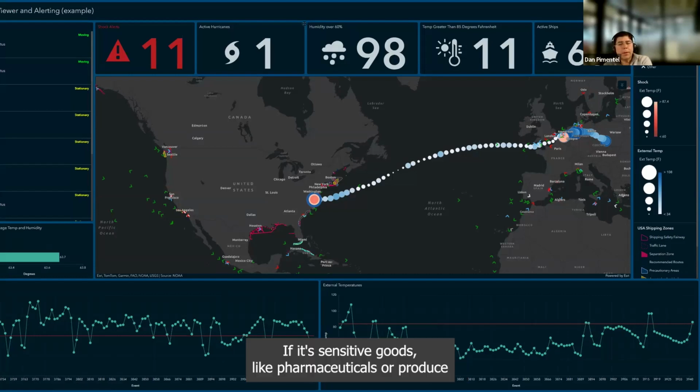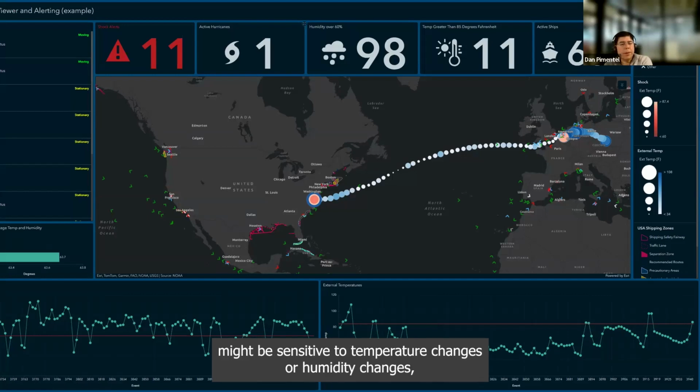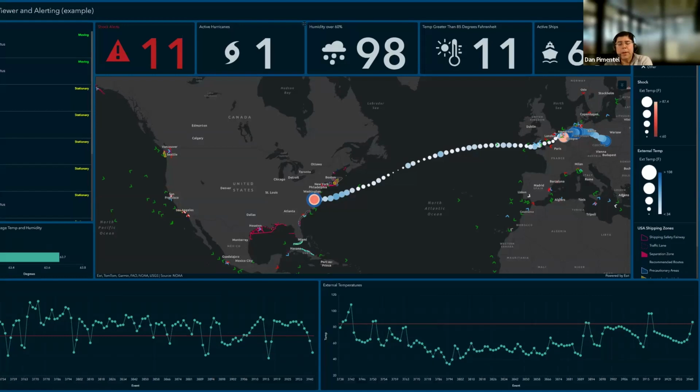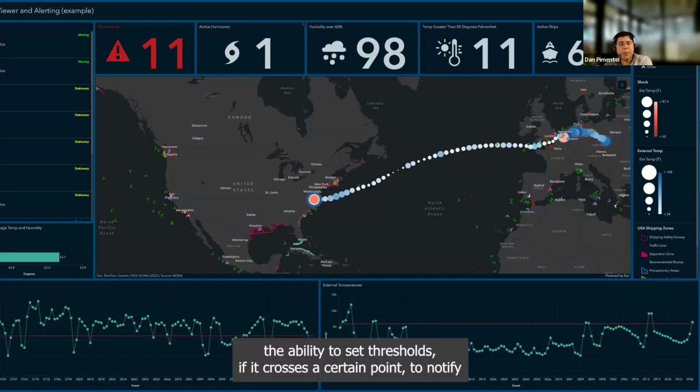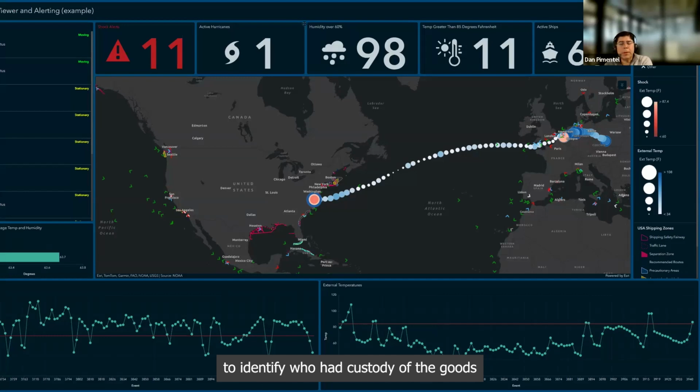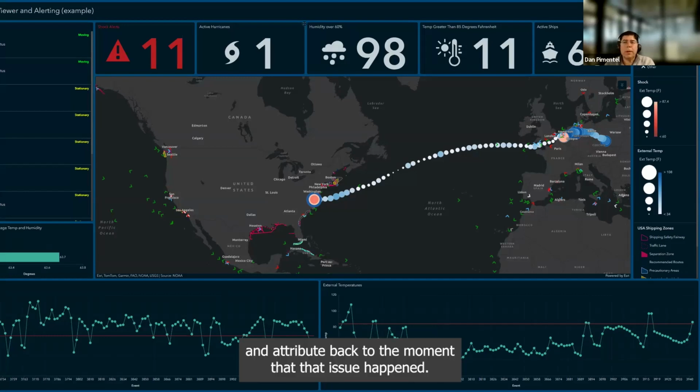If it's sensitive goods like pharmaceuticals or produce, it might be sensitive to temperature changes or humidity changes. The ability to set thresholds if it crosses a certain point to notify parties that maybe the reefer isn't plugged in or some action can be taken to avoid the damage of the goods. That's always the best case scenario, is to avoid. But if you can't avoid, at least you're going to have the ability to identify who had custody of the goods and attribute back to the moment that issue happened.